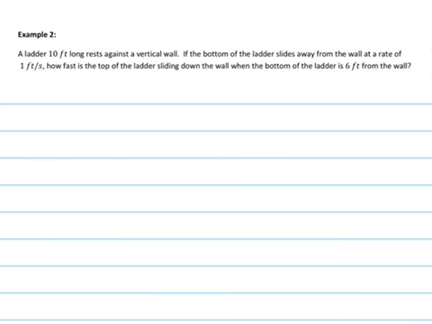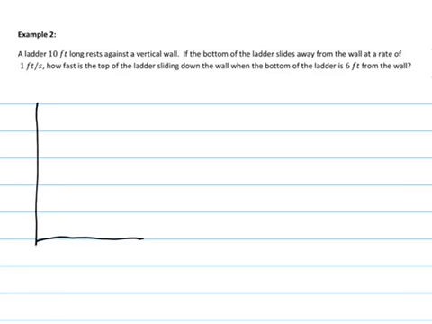Let's consider a similar problem. A ladder 10 feet long rests against a vertical wall. If the bottom of the ladder slides away from the wall at a rate of 1 foot per second, how fast is the top of the ladder sliding down the wall when the bottom of the ladder is 6 feet from the wall?